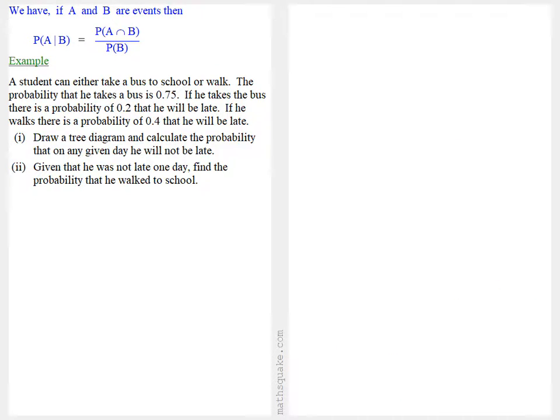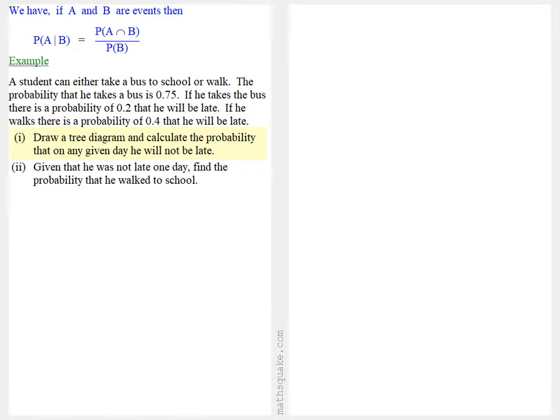Let's look at one more example. A student can either take a bus to school or walk. The probability that he takes a bus is 0.75. If he takes the bus, there is a probability of 0.2 that he will be late. If he walks, there's a probability of 0.4 that he'll be late. In part 1, we're asked to draw a tree diagram and calculate the probability that on any given day he will not be late.